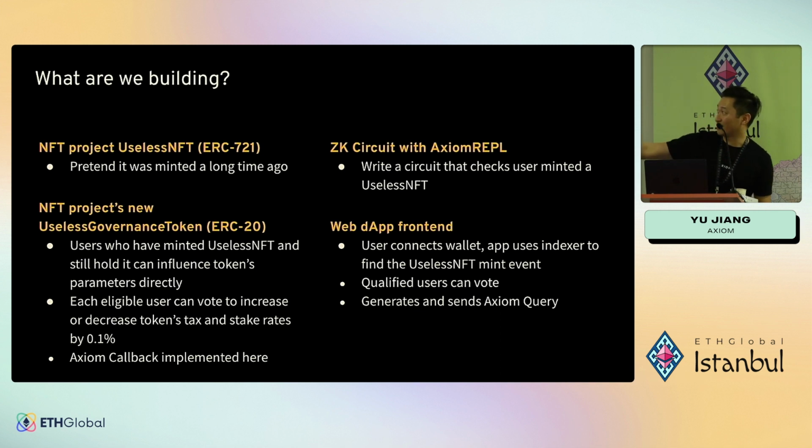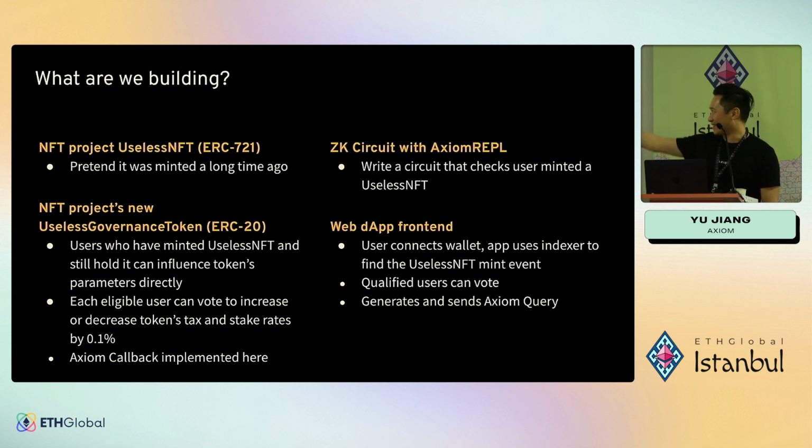We have the NFT project's new useless governance token that they want to deploy. And this is where the Axiom callback is implemented. And users who've minted the useless NFT and still hold it can influence the token's parameters directly. So basically, each of these users who have minted the NFT and still hold it are able to vote to increase or decrease the token's tax and stake rates by 0.1%. Whether this is something that you actually want to do or not, that's a question for yourselves.